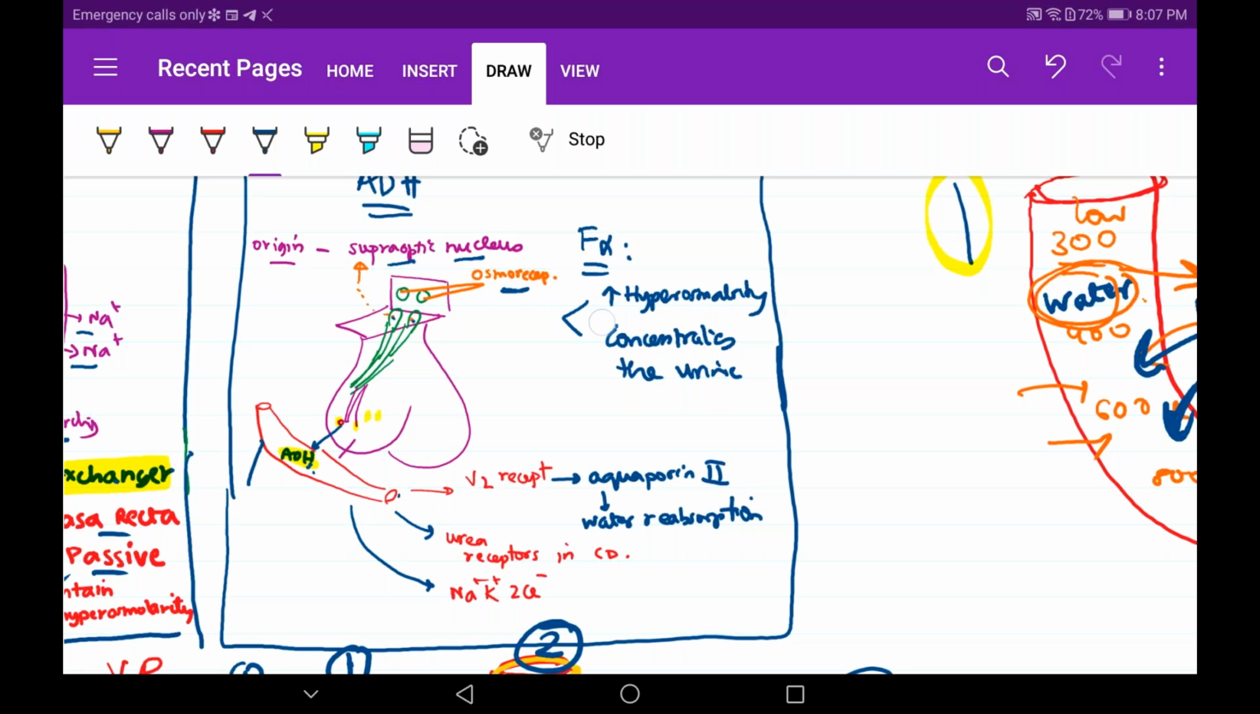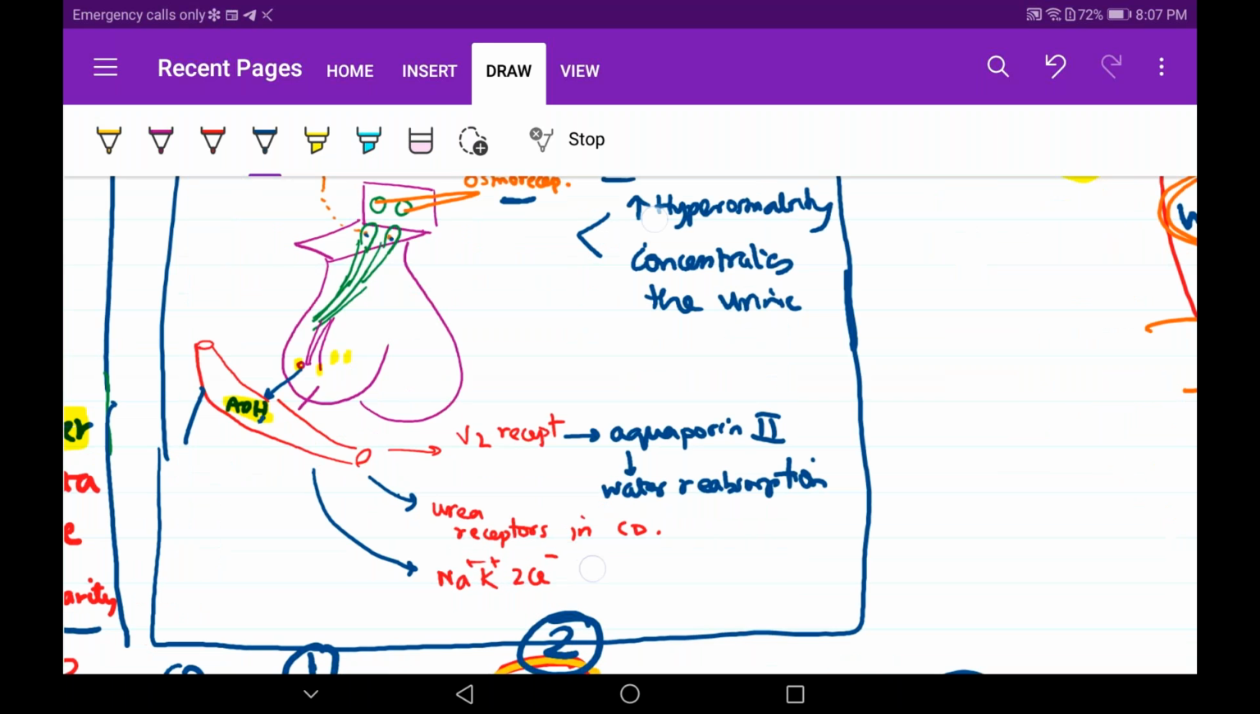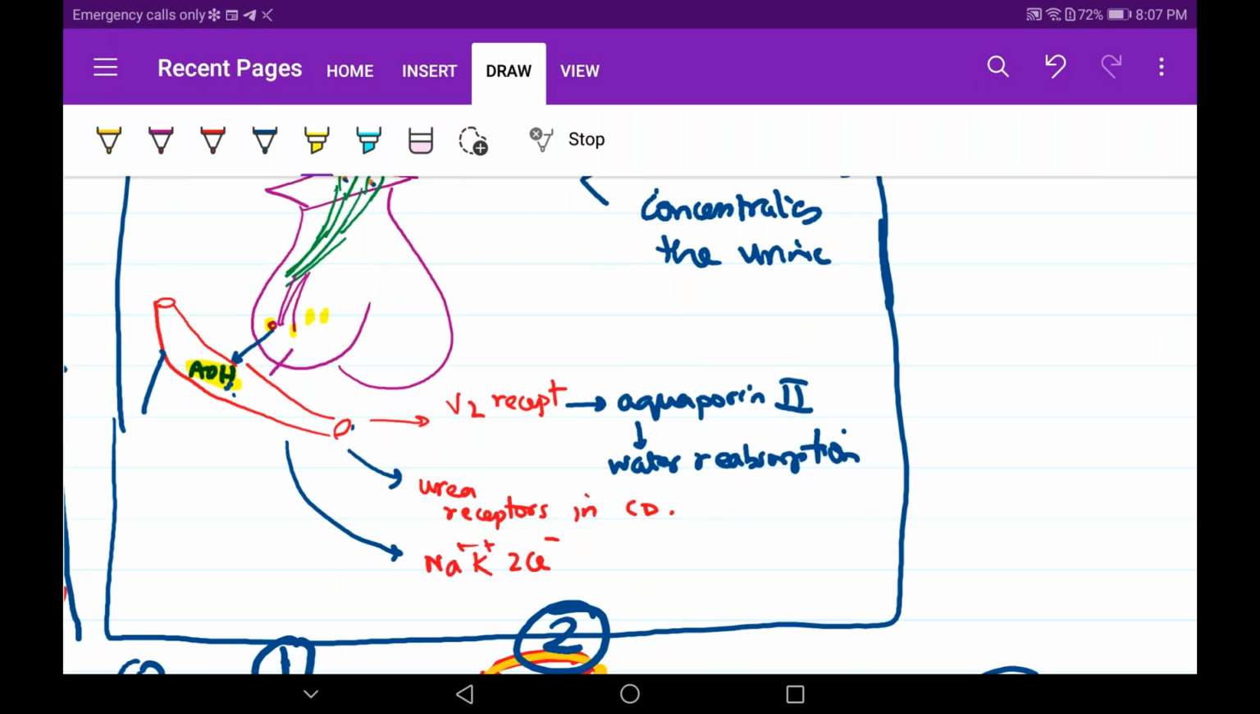What is missing, what I have not explained till now, is that I have explained about the V2 receptors. Aquaporin 2, it will go and bind, water reabsorption. There are additional 2 aspects of action of ADH also. I have written it down here. I know you can read it also.